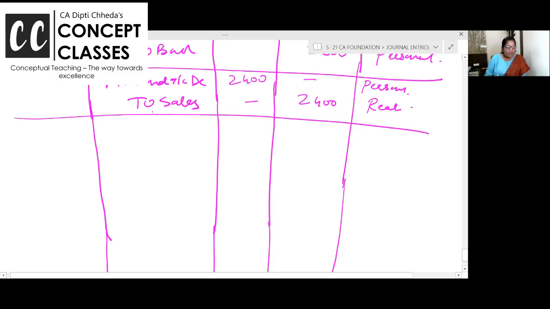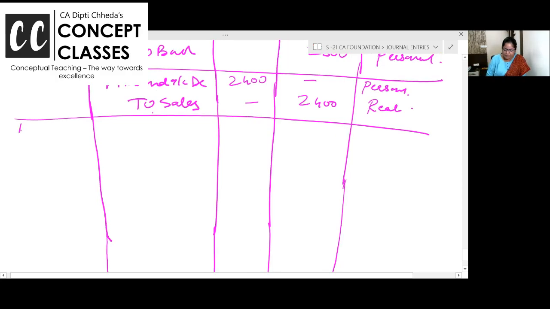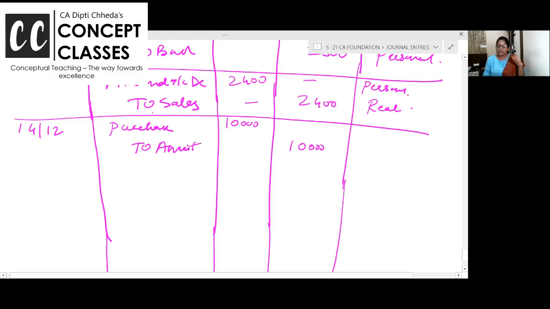12th is over. Now 14th. 14th, what happened? We have purchased the goods from Amrit. Read the problem. But whether we have paid cash or bank to Amrit is not given. So can we say we have purchased it on credit? So which account is involved? Purchase to Amrit, 10,000.